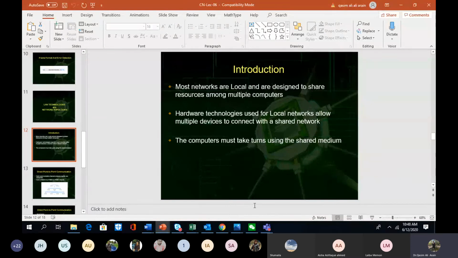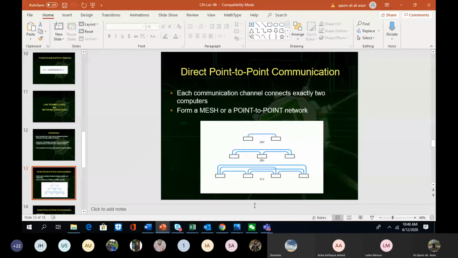So this is regarding the introduction. Now we have a concept called point-to-point communication, or direct communication. What do I mean by point-to-point communication? When two computers are connected with each other directly, that is what you can call point-to-point communication. The other is point to many, where one computer is connected with many computers by using a central device. That is called a star topology, that is called a switch. But right now we are discussing point-to-point communication.